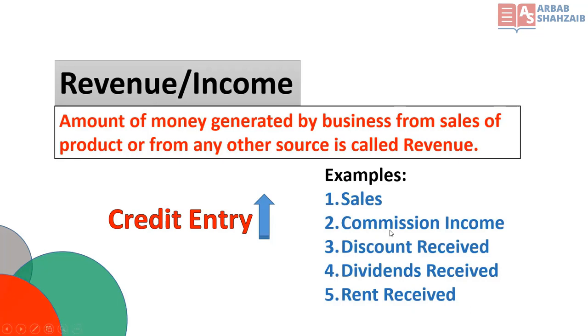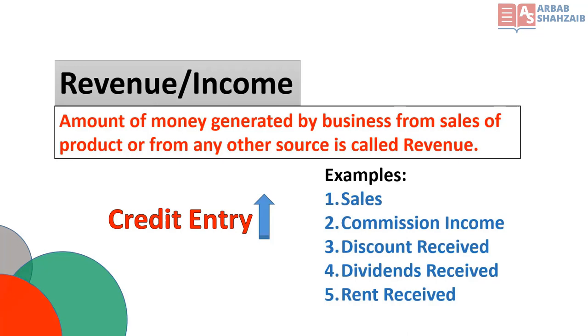Commission income, for example, for any contract you get a commission income, so it also increases your income, and it will be recorded as a credit entry. Discount received, for example, you pay your supplier before the time and you get a discount from your supplier, so it will also increase your credit side. And it will also increase the revenue.